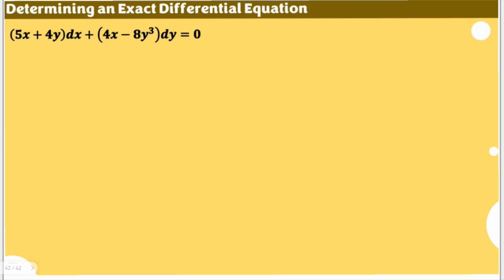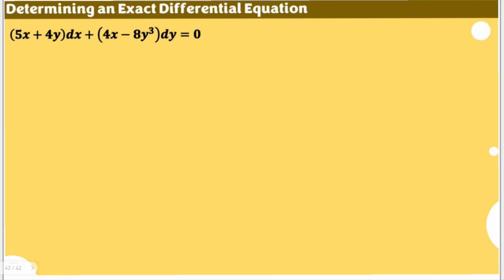This video is intended only on determining whether this given equation is an exact differential equation or not. We will have a separate video pertaining to the solution itself. But of course, the processes involved in solving this equation will depend on whether this is an exact or non-exact differential equation, because we have two different methods for that.